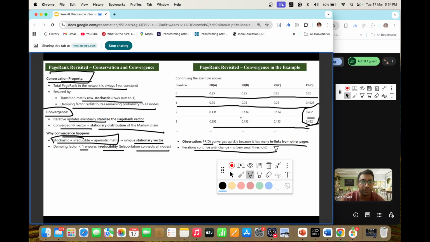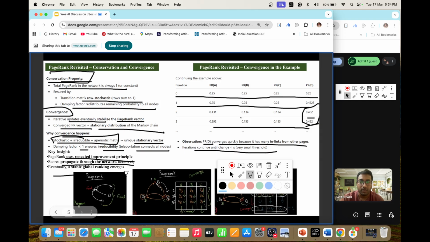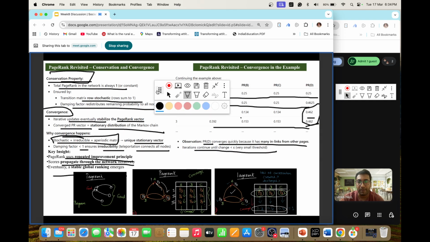Iteration continues until the change is less than sigma, a very small threshold. The key insight here is that PageRank uses the repeated improvement principle. Scores propagate through the network iteratively, and eventually a stable global ranking emerges. So this is PageRank.